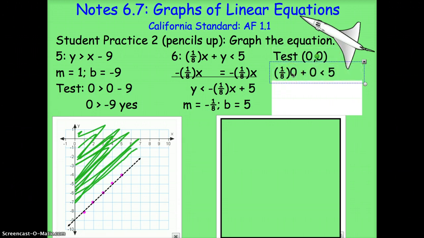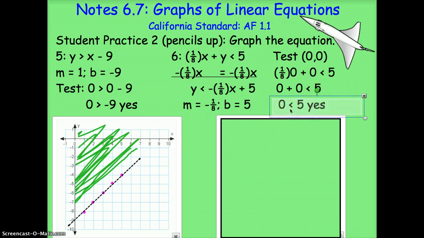You can test out any point on the graph you want. For example, in problem number 5, I could have picked this point here, or this point here, or this point here, or this point here. It doesn't matter which one you choose. I always choose 0, 0 because zeros are so easy to work with. So here I end up with 0 plus 0 is less than 5, which of course we all know that 0 is less than 5. So my answer is yes.